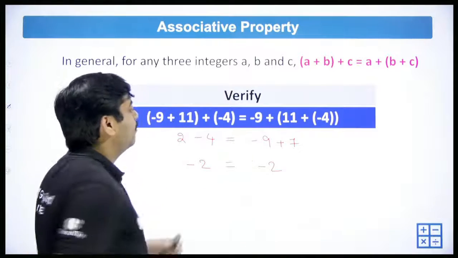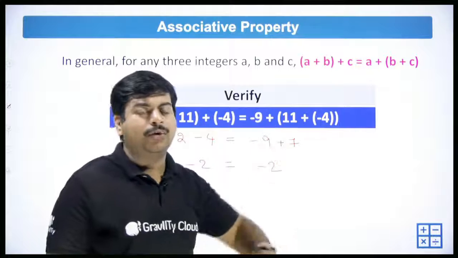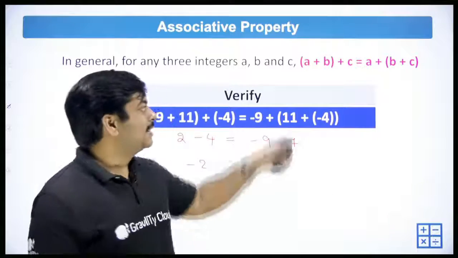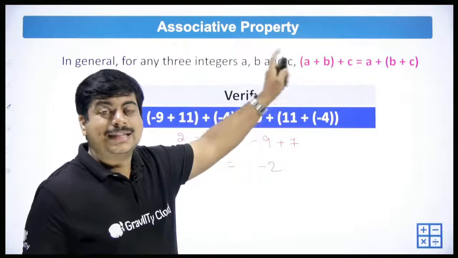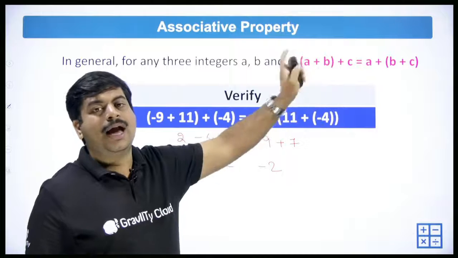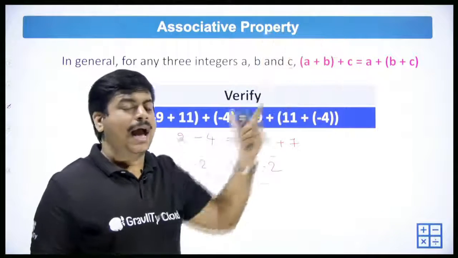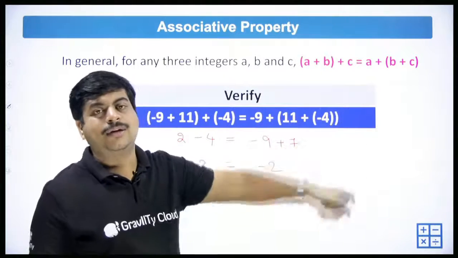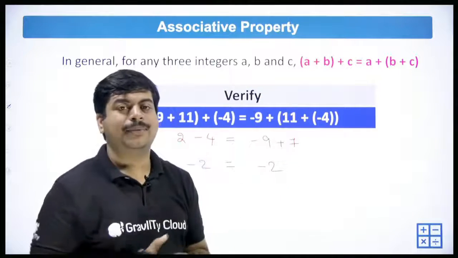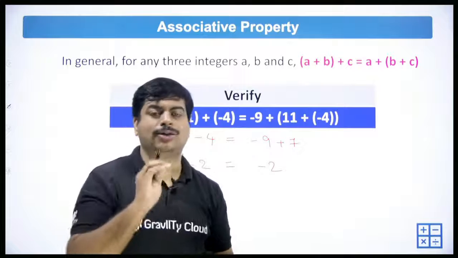So the numbers may be positive or negative, all the integers, and numbers can be 0 as well. For all these, I can say that this property is satisfied. This property is valid: A plus B plus C. Add the first two and then add the third one, or first add the last two and then add the first one. However you add, in addition the order is not important.